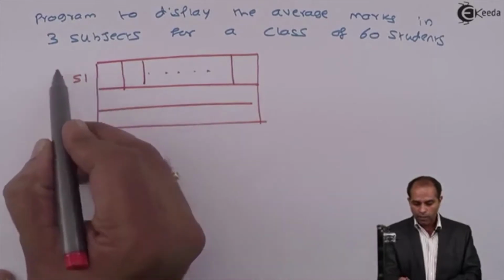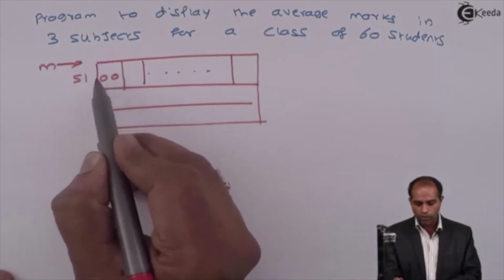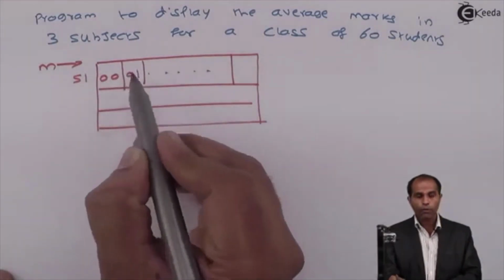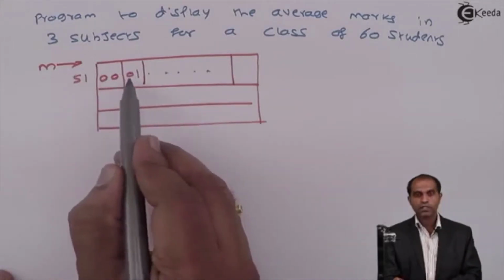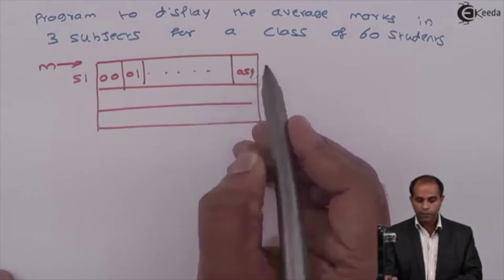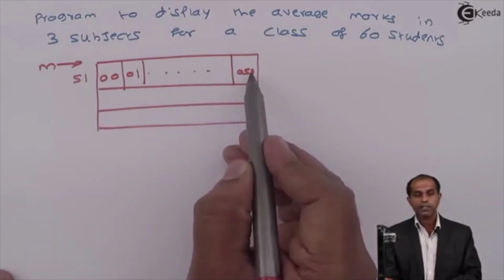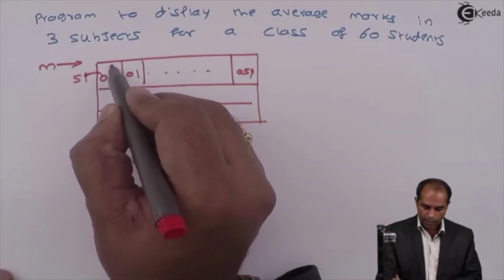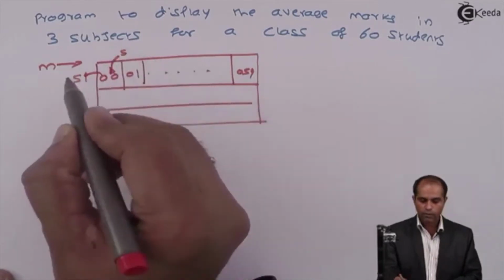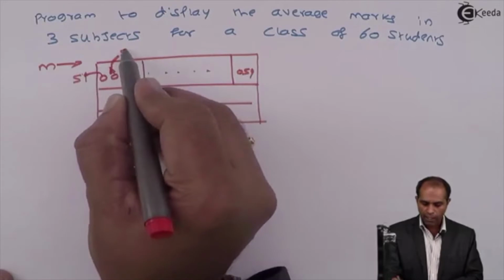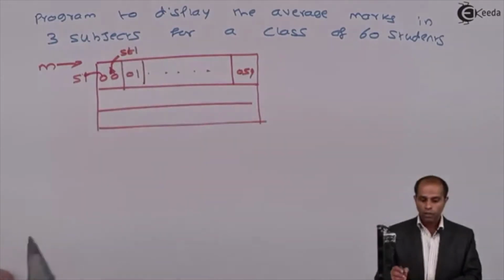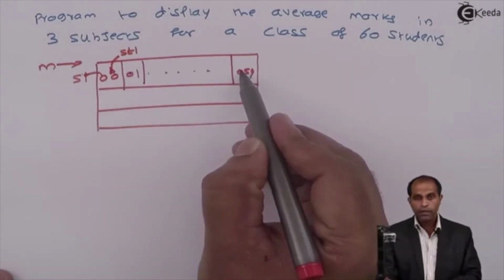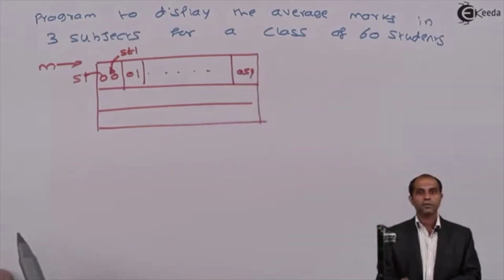So here, let me take this as a two-dimensional array. M of 0, 0 is the first student's first subject marks. M of 0, 1 is the first subject, second student's marks. M of 0, 59 is still the first subject and the 60th student in the class. So it means that the first index is the subject and the second index is the student. So this is subject, let me say S1, and this is student, let me say ST1. So subject 1, ST2, that is the second student, and so on till subject 1 and the 60th student.